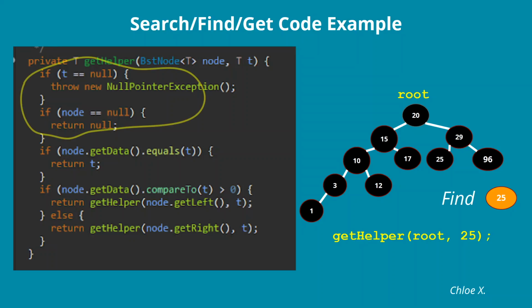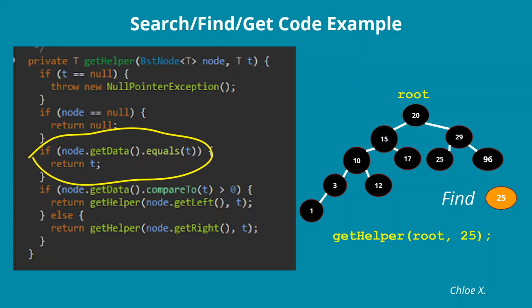Now going through the code step by step, we check first if our target is null, an edge case. If it is, we throw an exception. Since our target value is 25 and not null, we can ignore this. We also check if our node parameter is null. Our root is not null, so we continue. This statement will return null if the tree is empty or if you've traversed through the tree and the target does not exist.